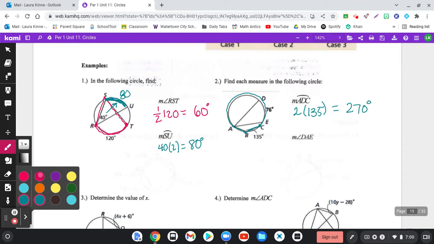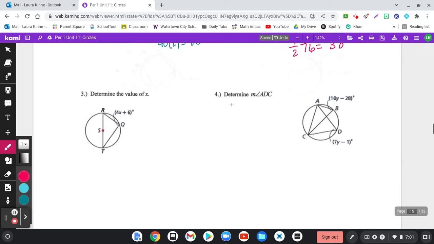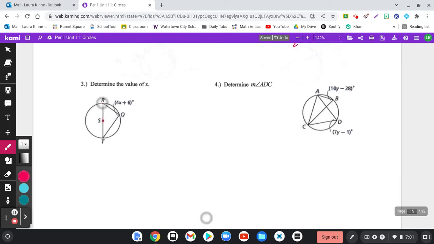For angle DAE, D to A to E, this angle is half of 76. So that's going to be 38 degrees, and that makes sense. Look at the size of that angle. Something like this, if you notice the ends of the angle, is half of a circle. That's half of 180, so that would have to be 90.